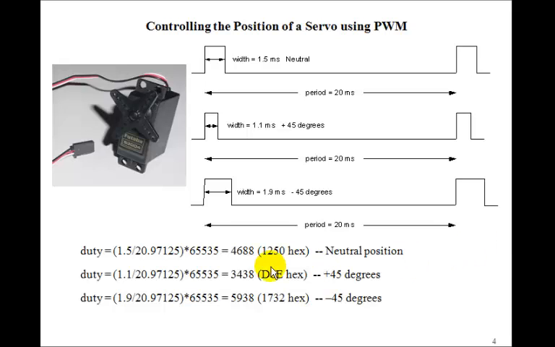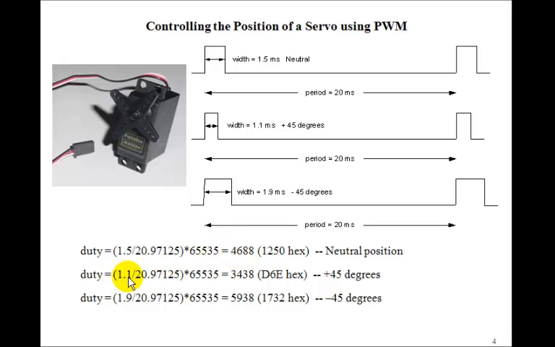And then the neutral position, to get a 1.5 millisecond duty, we can take 1.5 milliseconds, divide it by the 20.97 milliseconds, times 65,535. That gives us 4688, which is 1250 hex. So if we make a 1250 hex for duty, we should get this PWM signal.